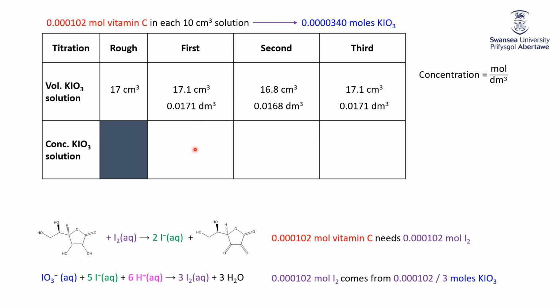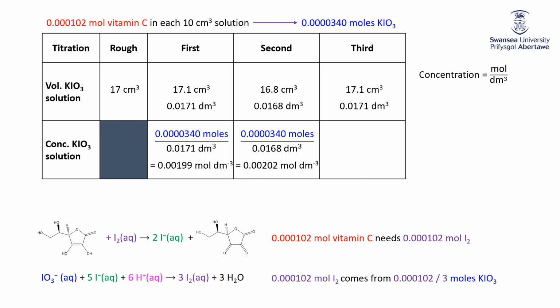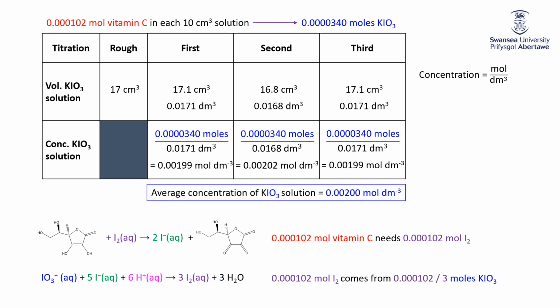And now each one of these concentrations of KIO3, each one of these titrations, 0.000034 moles of KIO3 divided by the volume in cubic decimeters. Here that gave me 0.00199 moles per cubic decimeter. This one here, dividing by 0.0168 instead of 0.0171, gave me 0.00202 moles per cubic decimeter, and this one was the same as the first one. So now average them out, and my average concentration of the KIO3 solution is 0.00200 moles per cubic decimeter.